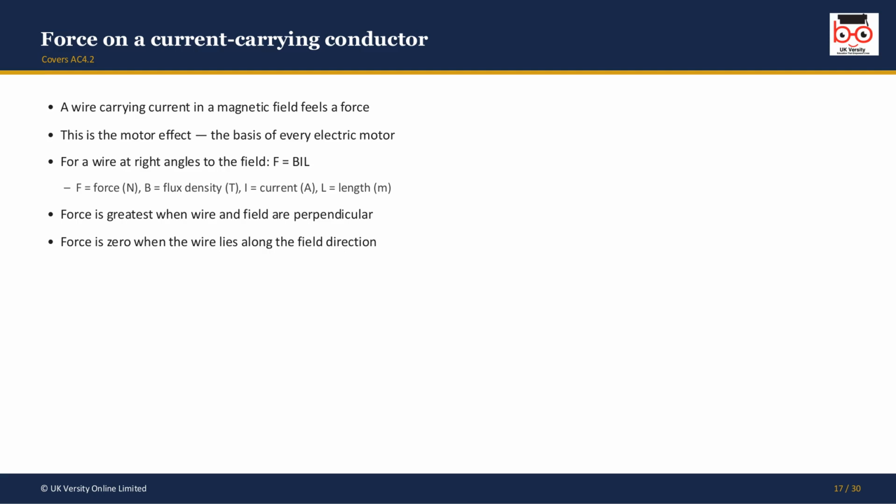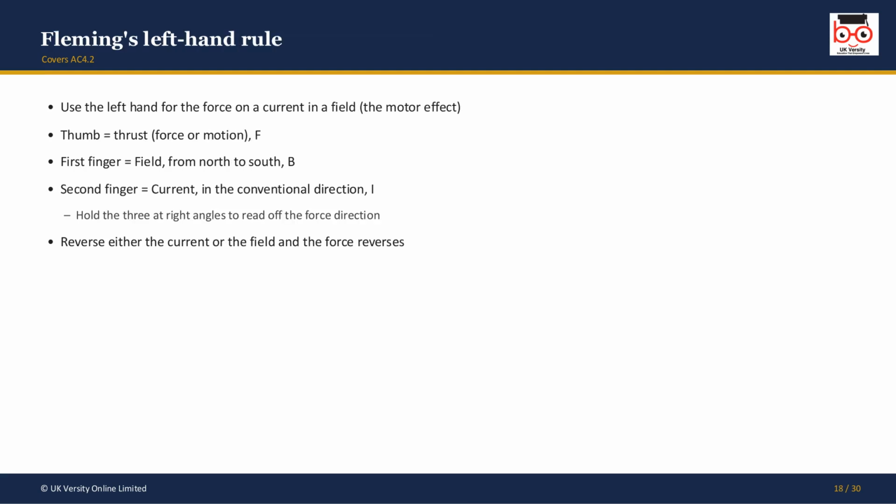The force is greatest when the wire and field are perpendicular, and it drops to zero when the wire lies along the field direction. To find which way that force points, we use Fleming's left-hand rule, the left hand specifically, for the motor effect. Hold your thumb and first two fingers at right angles. The thumb stands for thrust, the force or motion. The first finger is the field, pointing from north to south, and the second finger is the current, in its conventional direction. Line them up and your thumb reads off the direction of the force, and if you reverse either the current or the field, the force reverses too.